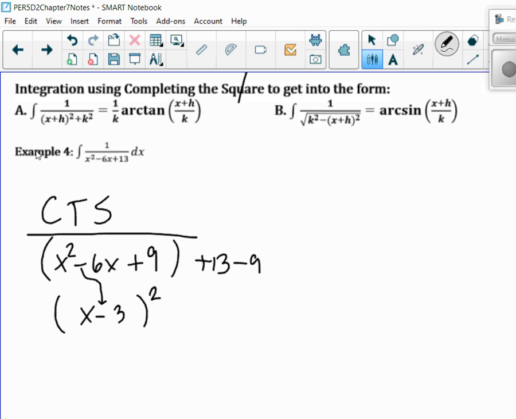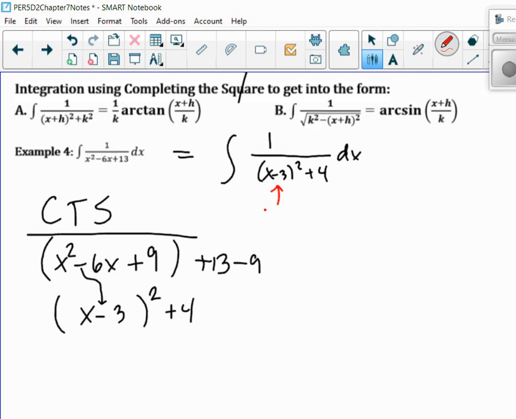Plus, if I were to FOIL this out, I should get what that is, right? And then plus 13 minus 9 is plus 4. So this is in the form of 1 over x minus 3 squared plus 4 dx. Now notice if you memorize this, it's pretty straightforward. So I guess my recommendation is to memorize it.